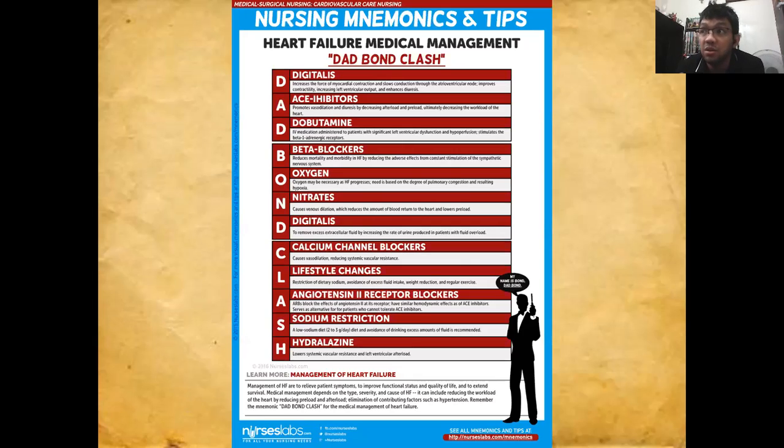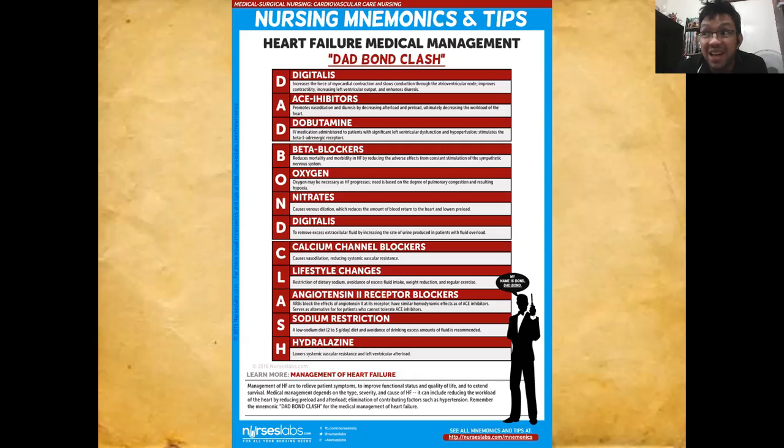So if the left ventricle is weak, you expect that there will be decreased urine output as well. ACE inhibitors, the drugs that are ending in pril, captopril, enalapril, april. You always remember that. April. So ACE inhibitors promote vasodilation and diuresis by decreasing the afterload and preload, ultimately decreasing the workload of the heart. So ACE inhibitors can also be given.